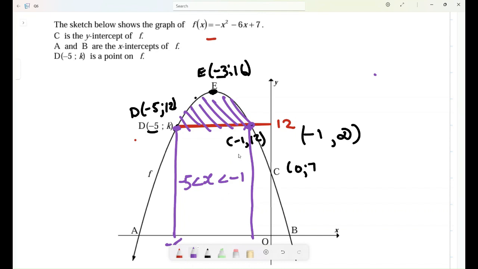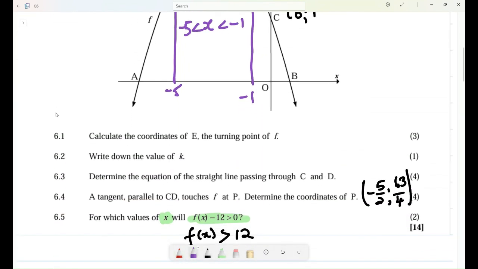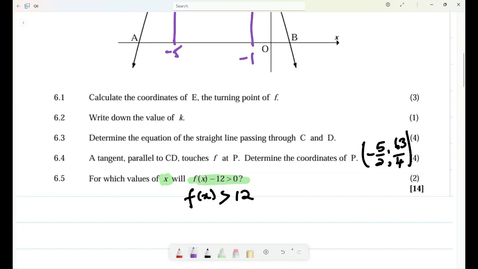So that's all. I believe you are following. So that's all for question 6. Let's meet again on question 7.